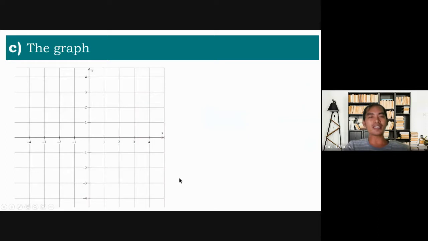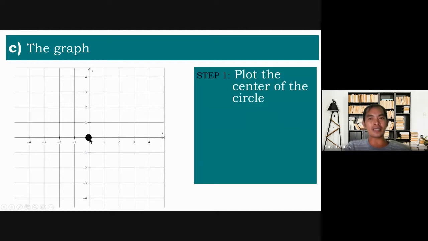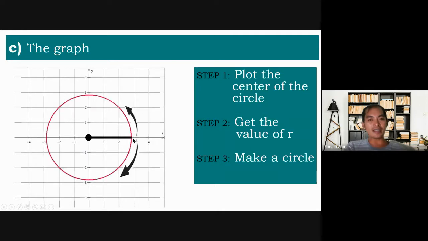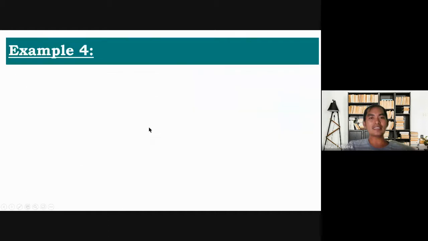Then how to graph? To graph is to plot the center. The center is 0, 0, the origin. And then determine the length of the radius. The length of the radius is 2 point something. So we have it here. And then we rotate around it to form a circle, either clockwise or counterclockwise. And that's the circle.